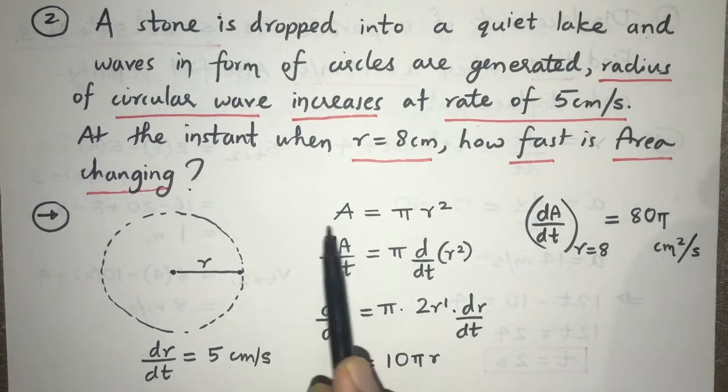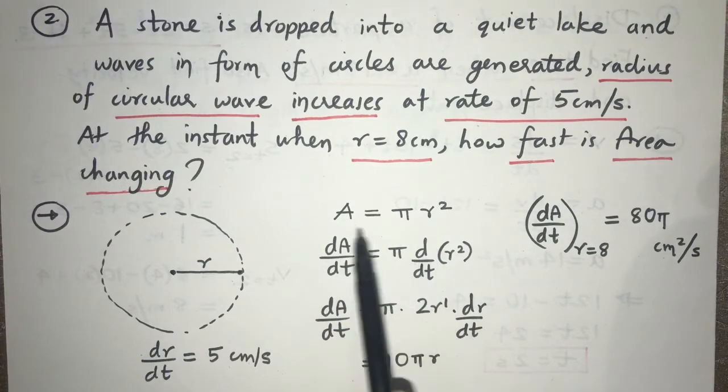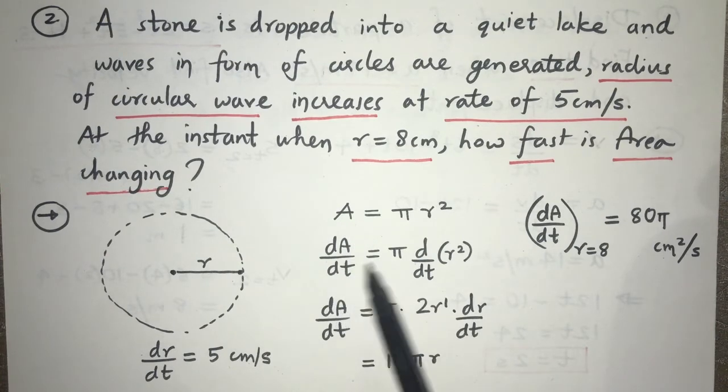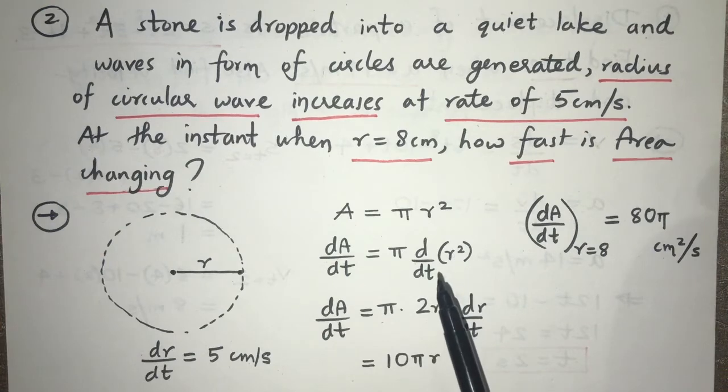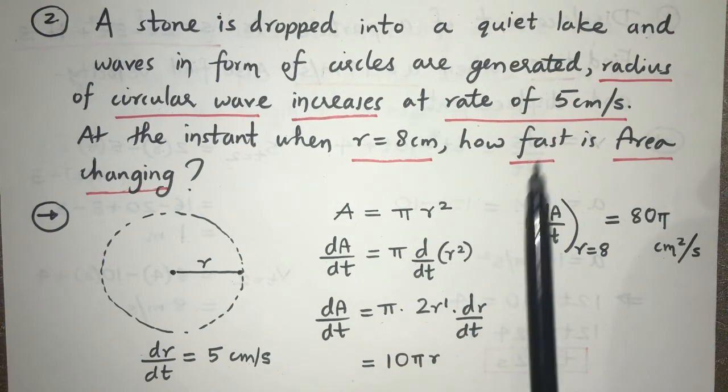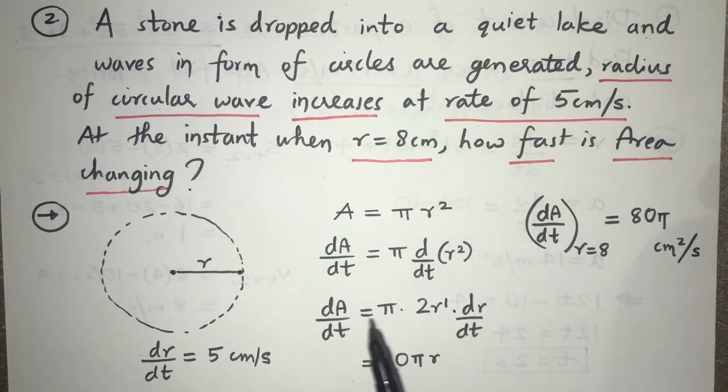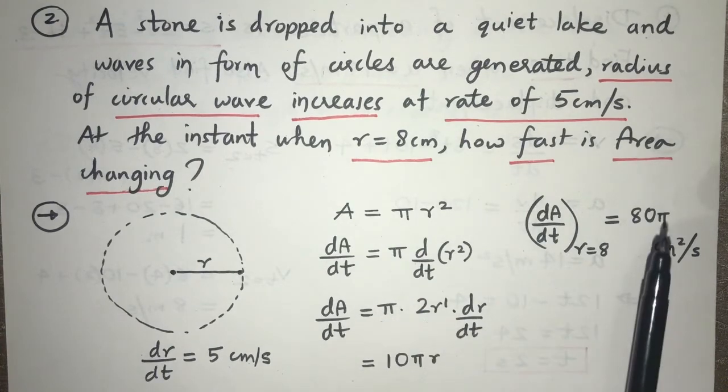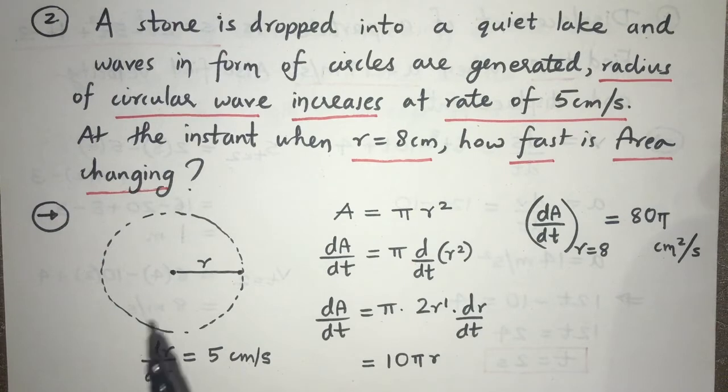So we find the relationship between area and radius. Both are variables. Then you can find the rate of change of area by differentiating with respect to time. Here you'll have to use chain rule. So we get 2r dr by dt. Then dr by dt is given as 5. We put 5 here, we get 10 pi r. Then we put r as 8. That is the solution for the question.